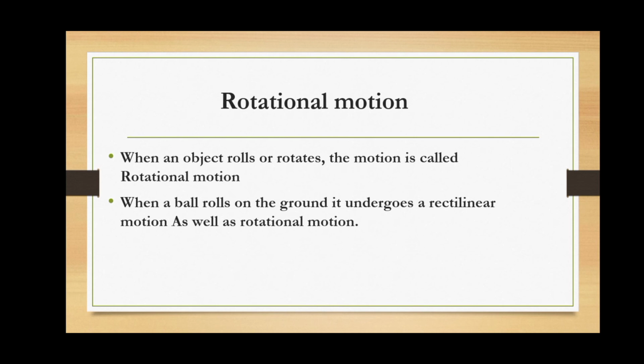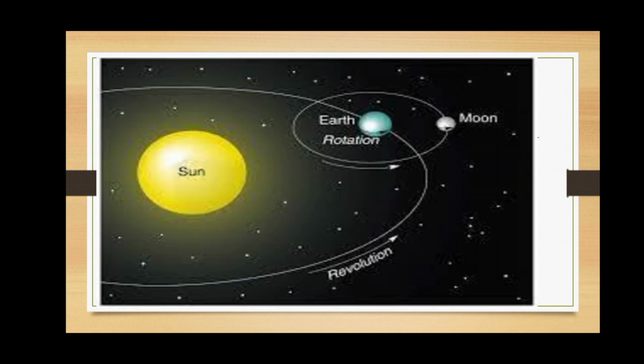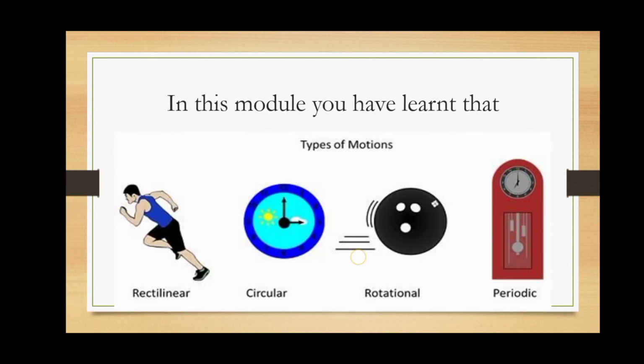Rotational motion. When an object rolls or rotates, the motion is called rotational motion. Example, the motion of the Earth. In this module, you have learned the types of motion: rectilinear motion, circular motion, rotational motion, and periodic motion.